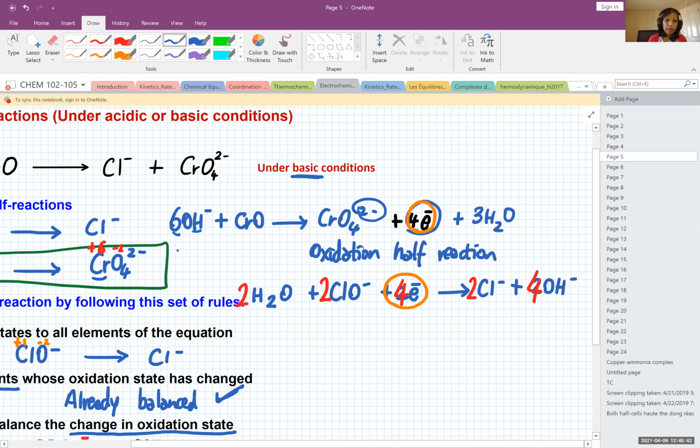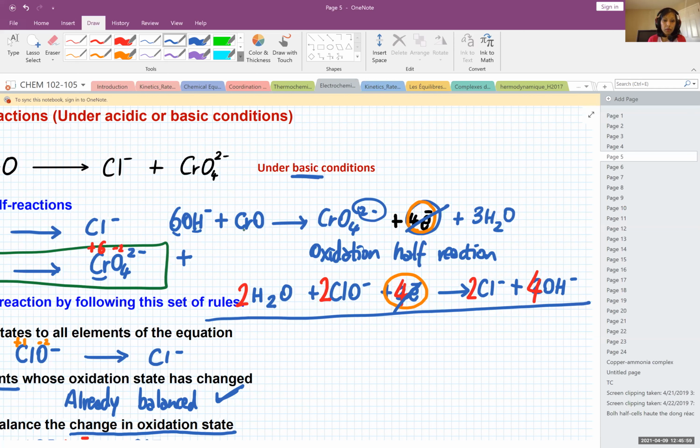Then we add them. Right, of course, because we want only the charge. Yes. We want only electrons to cancel out, right? So when we do that, we will see we've got 4 electrons on the product side here, 4 on the reactant side. They cancel out. And then we start writing our overall equation.